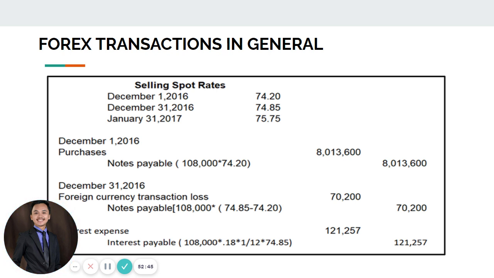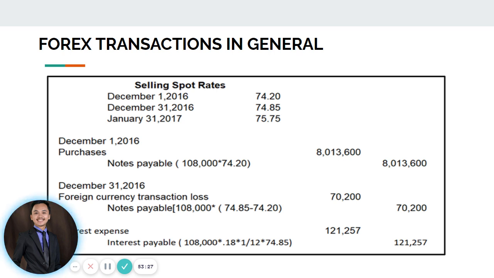So since ano guys, si borrower man tayo dito, then therefore we recognize notes payable. Okay? It's the same with exposed liability. So debit purchases, credit to notes payable. Of course, it's based on the selling spot rate on the transaction date, which is on December 1, 2016. So that's 74.20. So that means your total notes payable in local currency is 8,013,600.